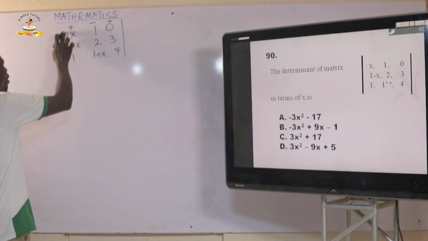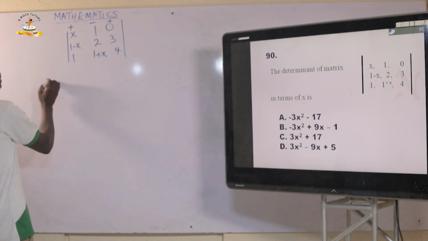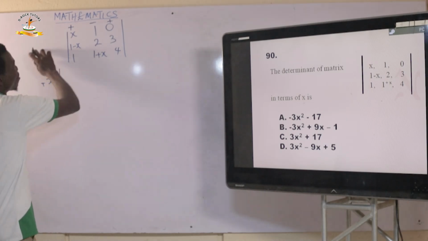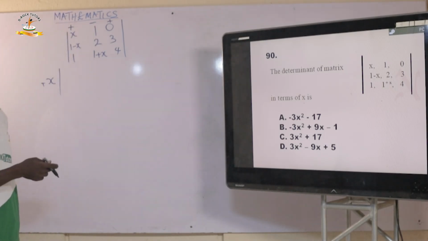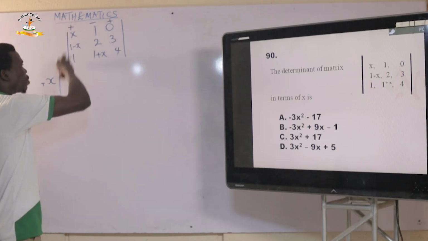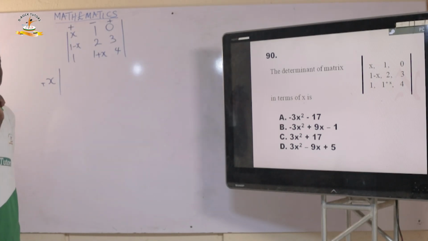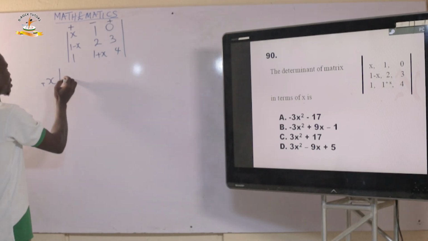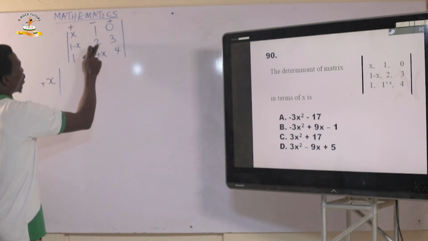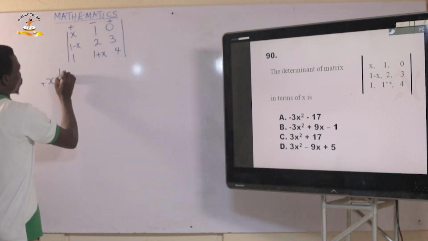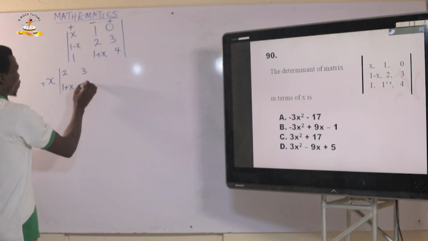So when we bring the first element, which is x, with its leading row, we cancel everything that has to do with that row, and we cancel everything that has to do with the column of x. So we are cancelling row 1 and column 1, because the element we are picking is from row 1 column 1. So we cancel that, and what are we left with? We are left with 2 and 3, 1 plus x and 4.